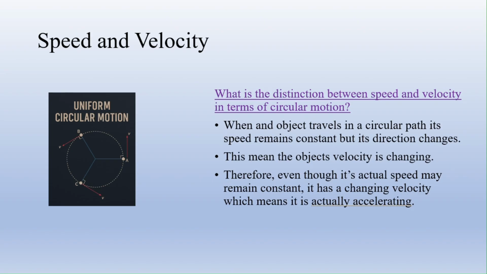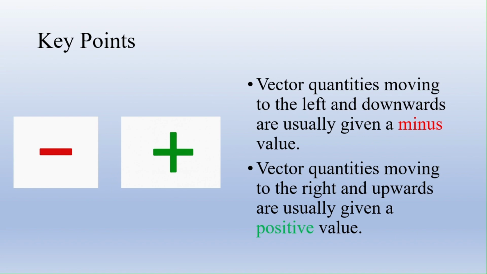Going back to that scalar and vector quantity stuff, this is just a key point I want to get across. This is just a convention. Usually, things traveling to the left are given a minus value, and things traveling to the right are given a positive value. But it can be the other way around as well. It doesn't really matter, to be honest with you, it's up to you.